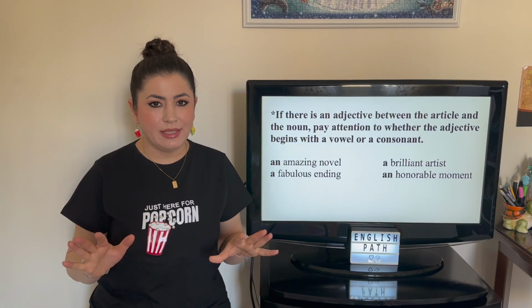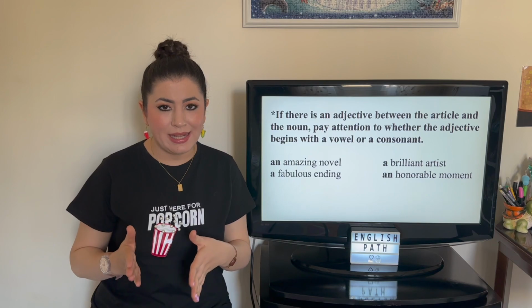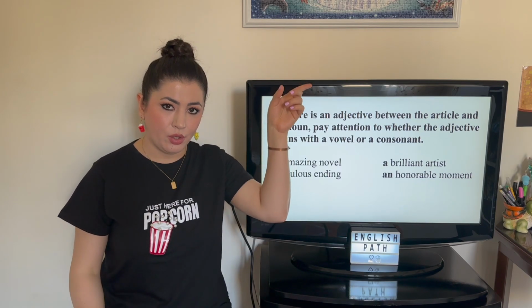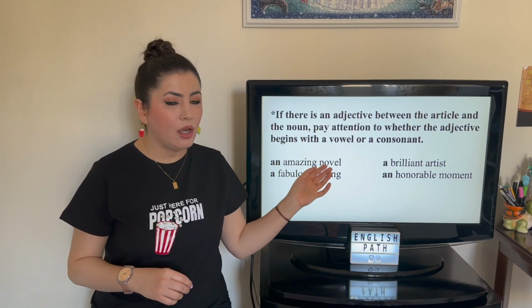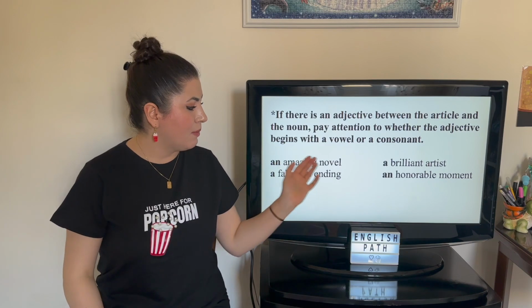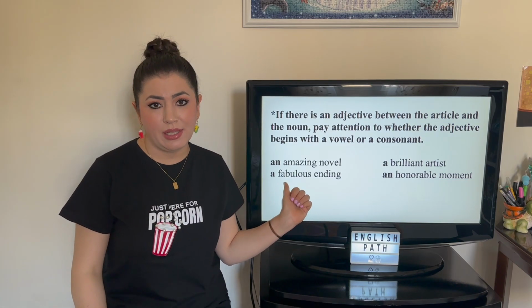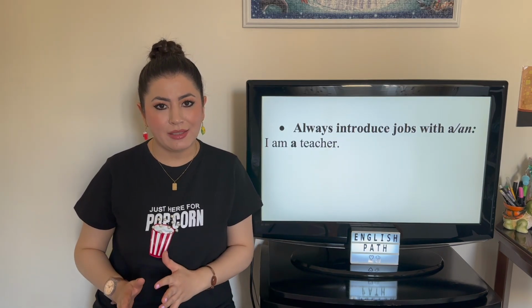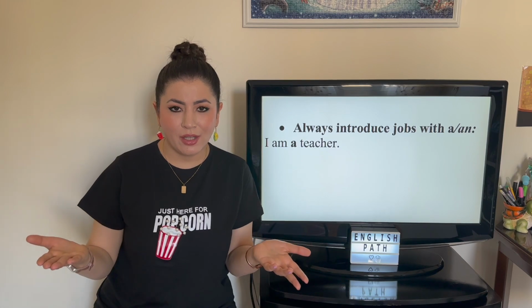This can be a little bit tricky, so pay attention. If there is an adjective between your noun and the article, by the way, my next video is about adjectives, all you need to know about adjectives, and after I post it, I will link it here. Like amazing novel, your noun is novel and amazing is an adjective. You don't care what the noun begins with. You just care what the adjective begins with, what sound it begins with. An amazing novel. A fabulous ending. You see, ending starts with a vowel sound, but it's fabulous. We need to check. A brilliant artist, an honorable moment. Always use "a" or "an" to talk about jobs, like I'm a teacher, I'm an English teacher. What about you? Tell me about your occupations in the comments.